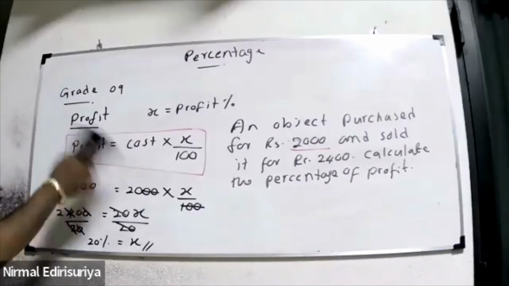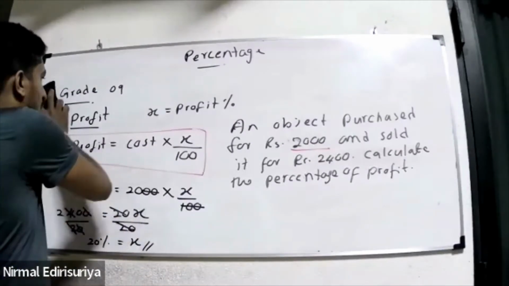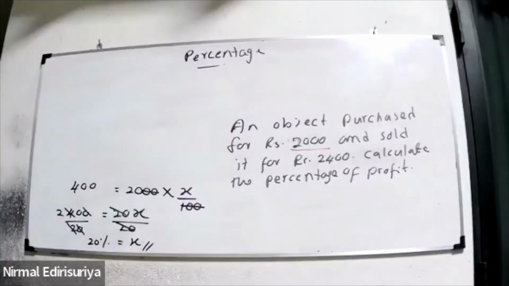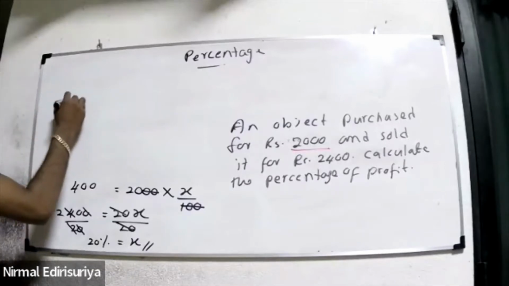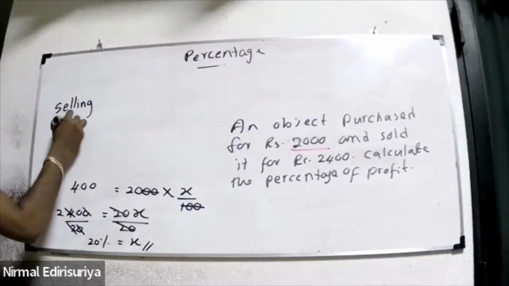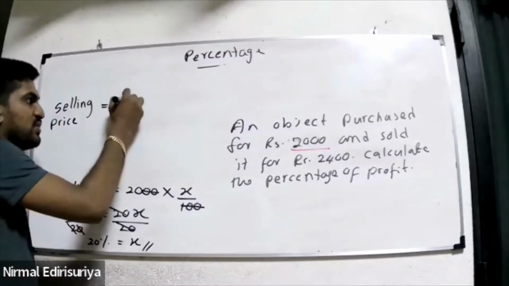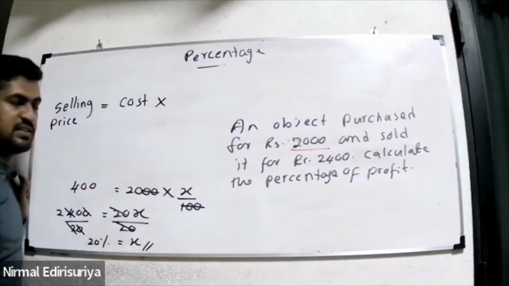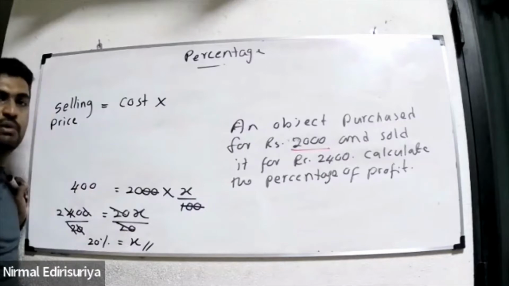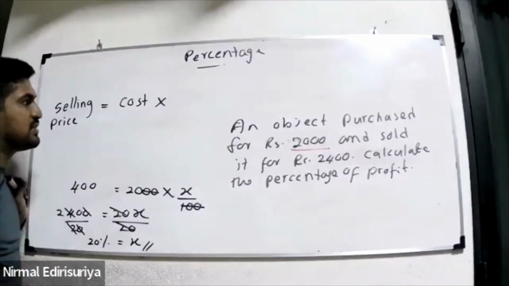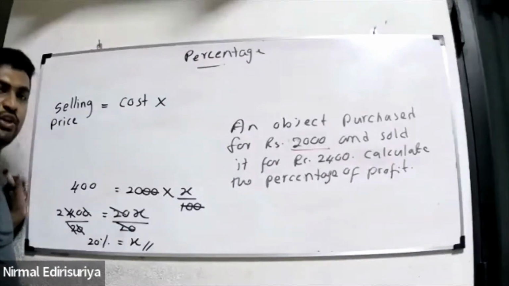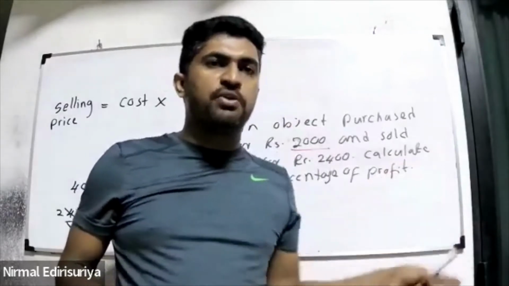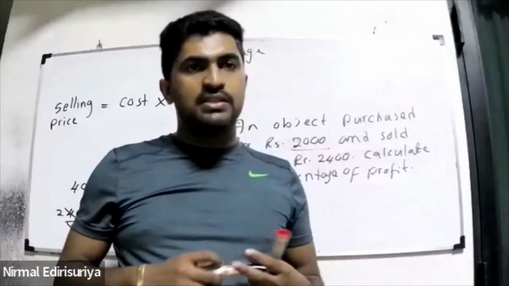Okay. Then I have to develop this equation into another format. What is that? Selling price format. Selling price means it is also cost into the percentage of selling price. Can anyone please tell me what is the percentage of selling price?